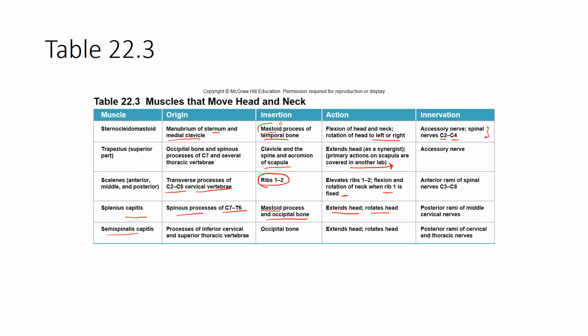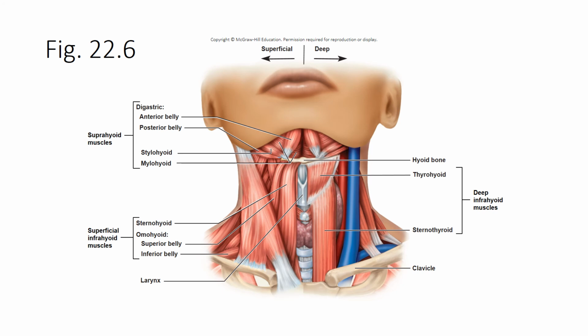Okay, semispinalis capitis, the half muscle that covers the spine. The origin will be the processes of inferior cervical and superior thoracic vertebrae, and the insertion will be the occipital bone. So if you have a muscle attached to the occipital bone, what will the action be? Extend the head and rotate the head as well. The muscle action as well.